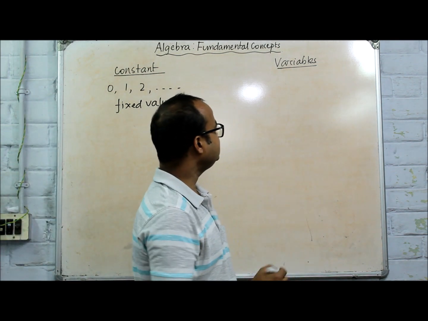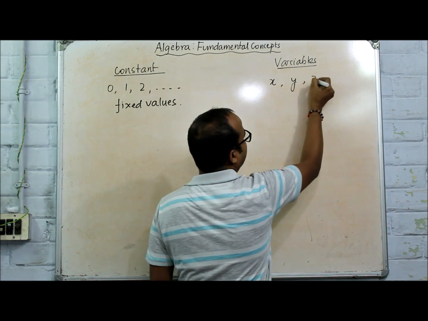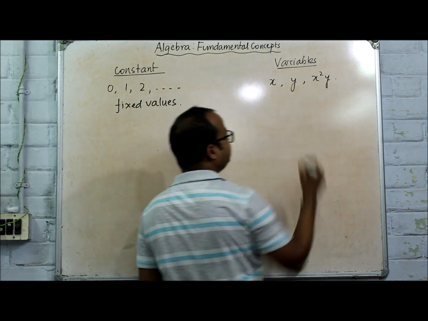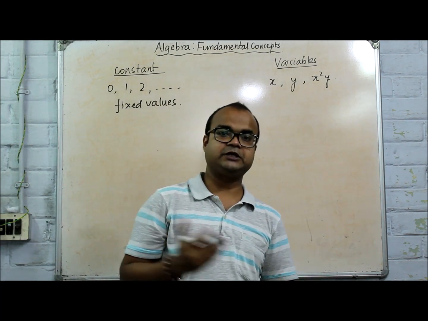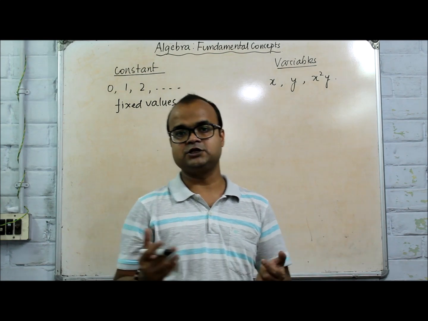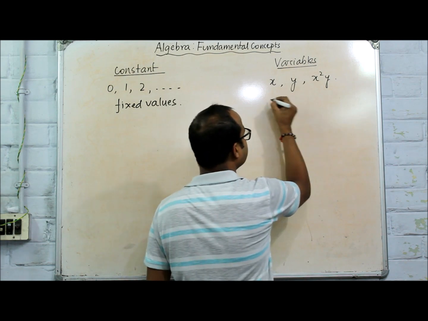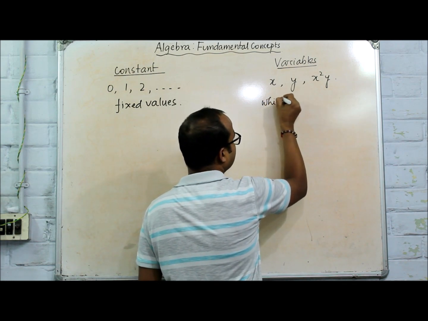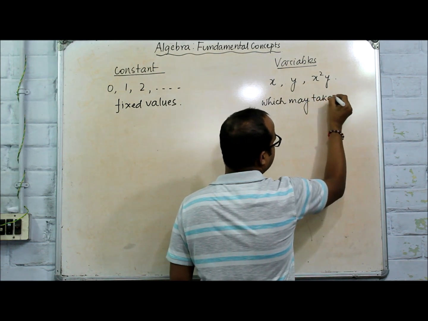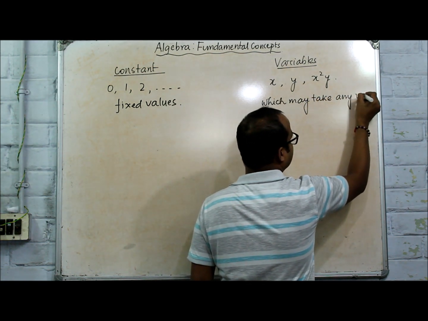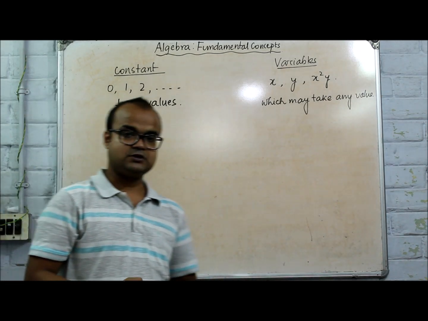And what are the variables? x, y, x square y. That means x may take any value. x might take 1, x is equal to 1, or x is equal to 2, or x is equal to 3 and so on. So variables means which may take any value. So they are called variables.